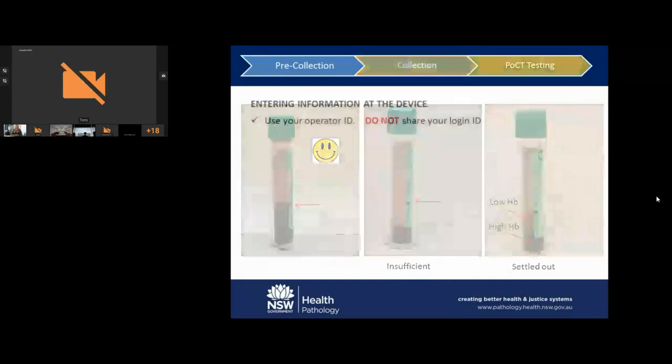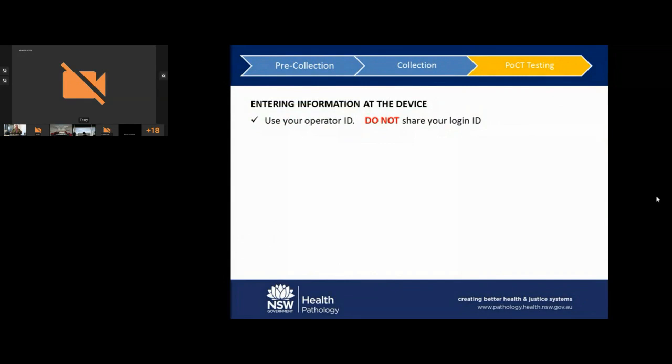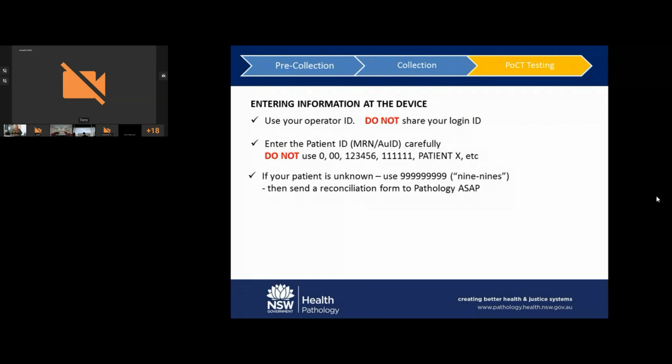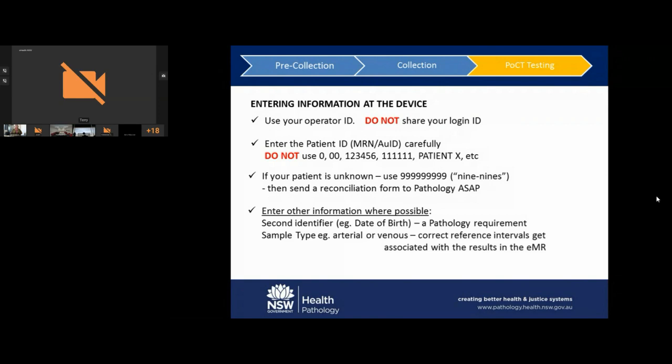So moving on to the point of care testing stage, do not share your login code, please. Use the patient's MRN wherever possible. As discussed before, use 99s if you have no patient ID, but don't forget you will need to send a reconciliation form to pathology. Don't get into the habit of doing 99s and then not sending that form. We are watching you.